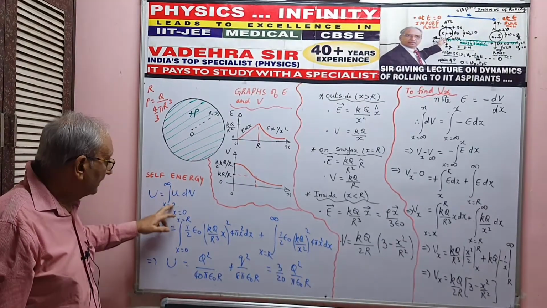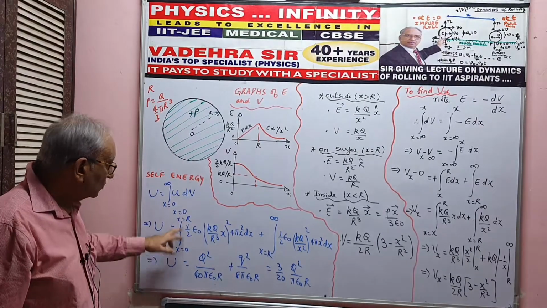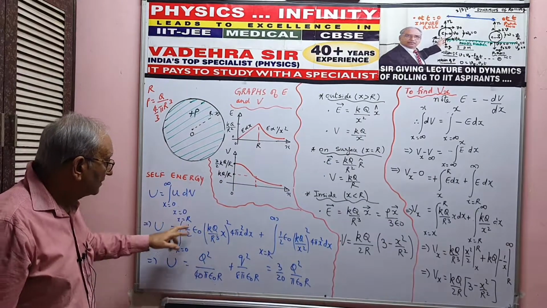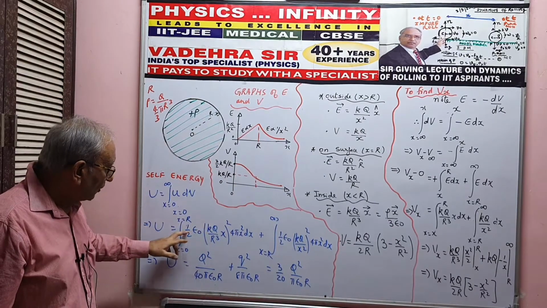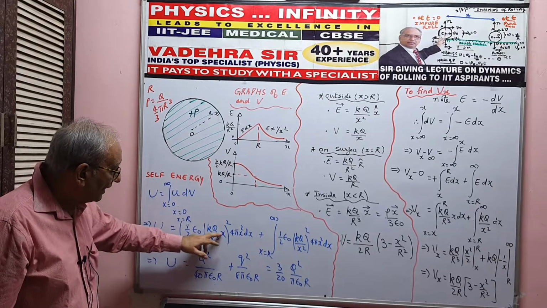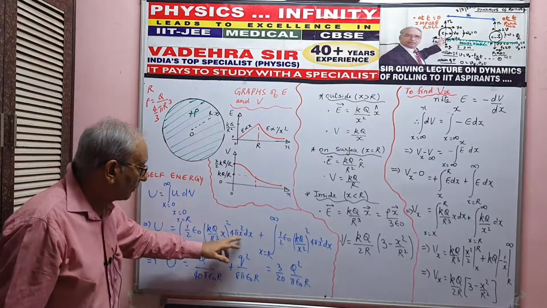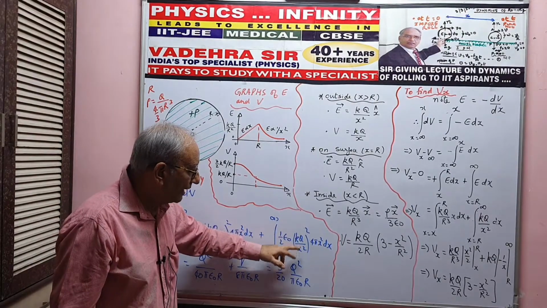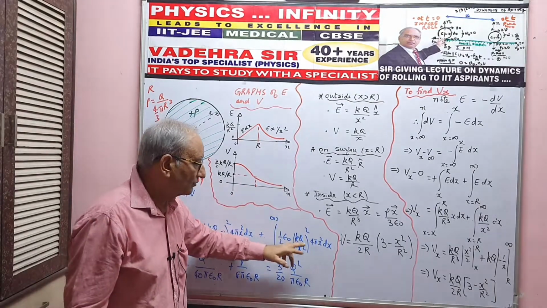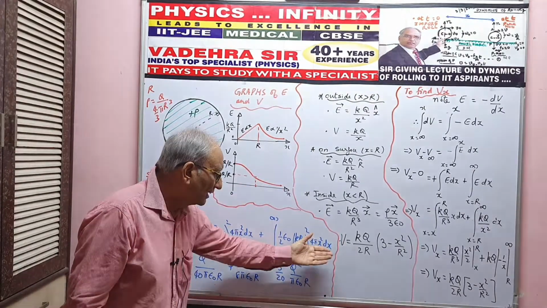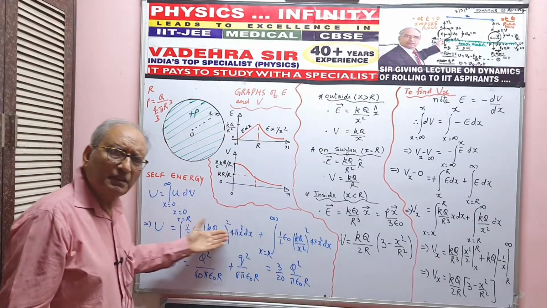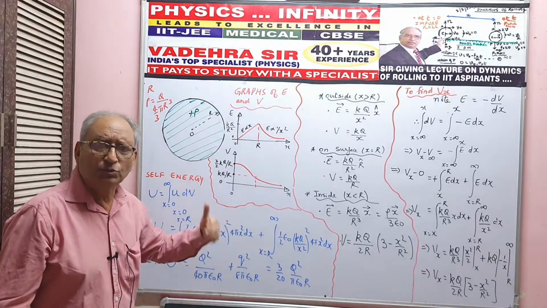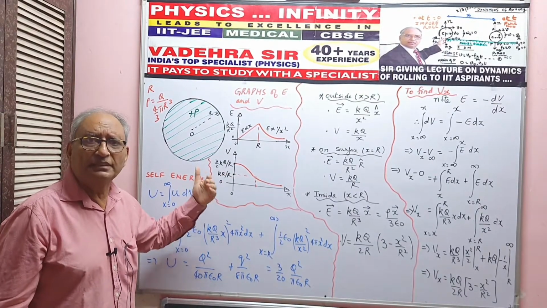Once again, I break the integration in two parts, x from 0 to r and x from r to infinity, just like I did there. Now inside the sphere, the field is kq by r cube x, so half epsilon naught E square, with elemental volume 4 pi x square dx. Outside, half epsilon naught times intensity kq by x square, squared, elemental volume 4 pi x square dx. Once again a very simple integration. I leave that as an exercise to you. I won't do that here to waste your time and consume the time of the video.